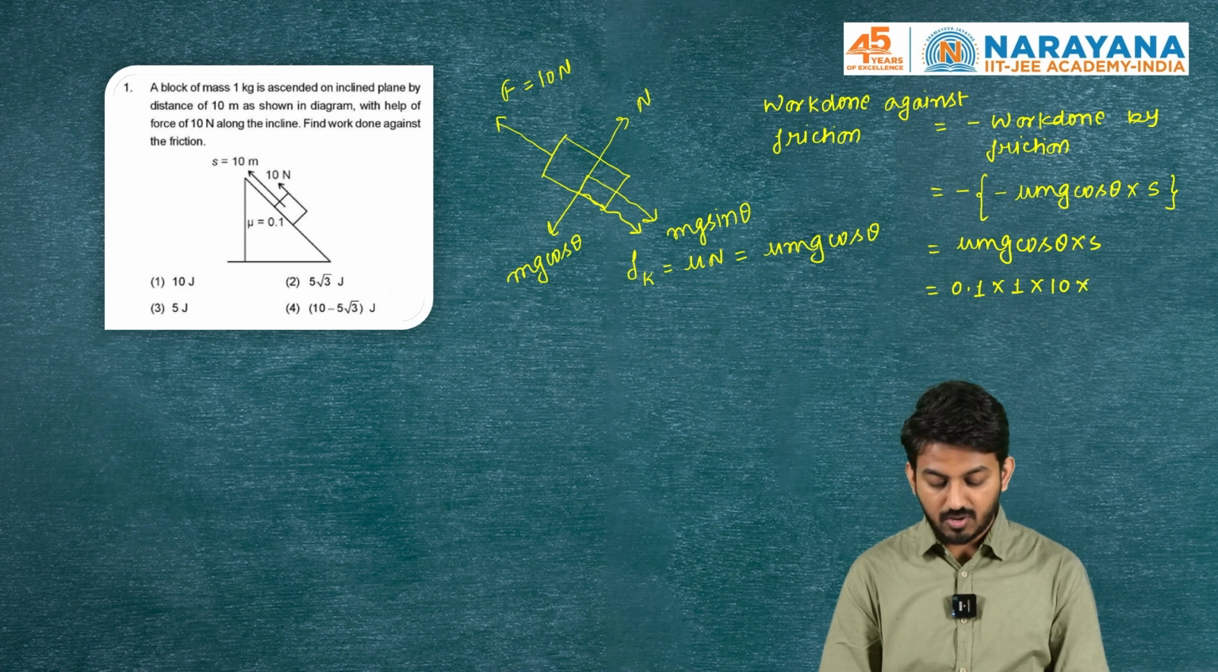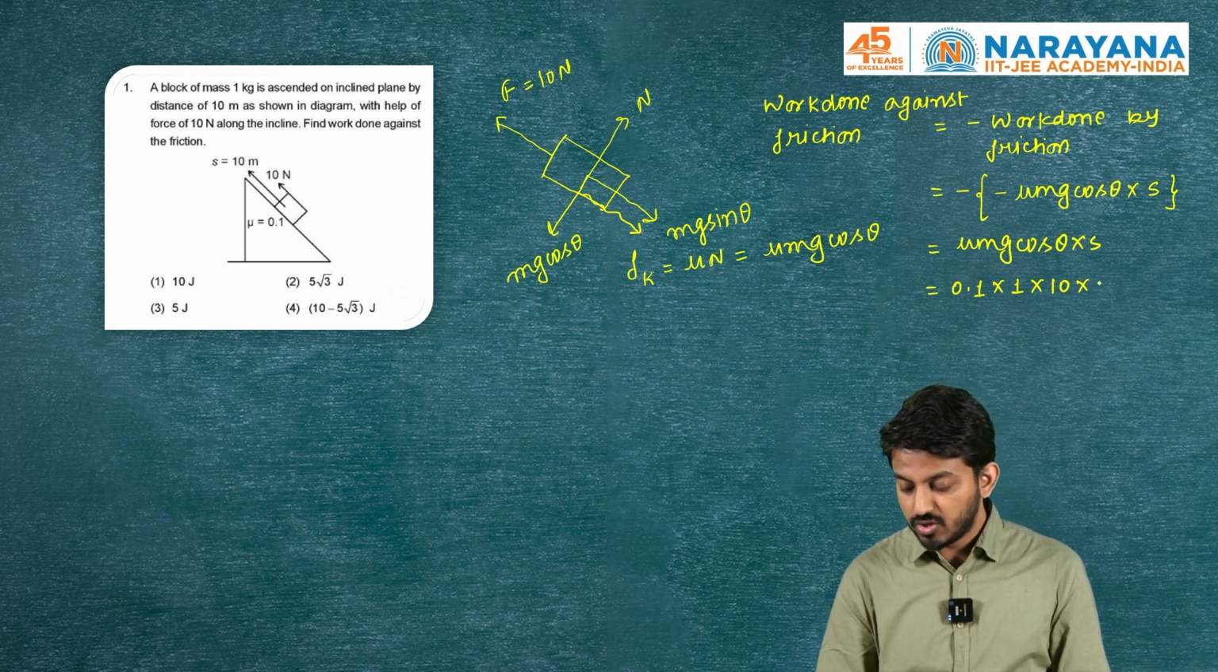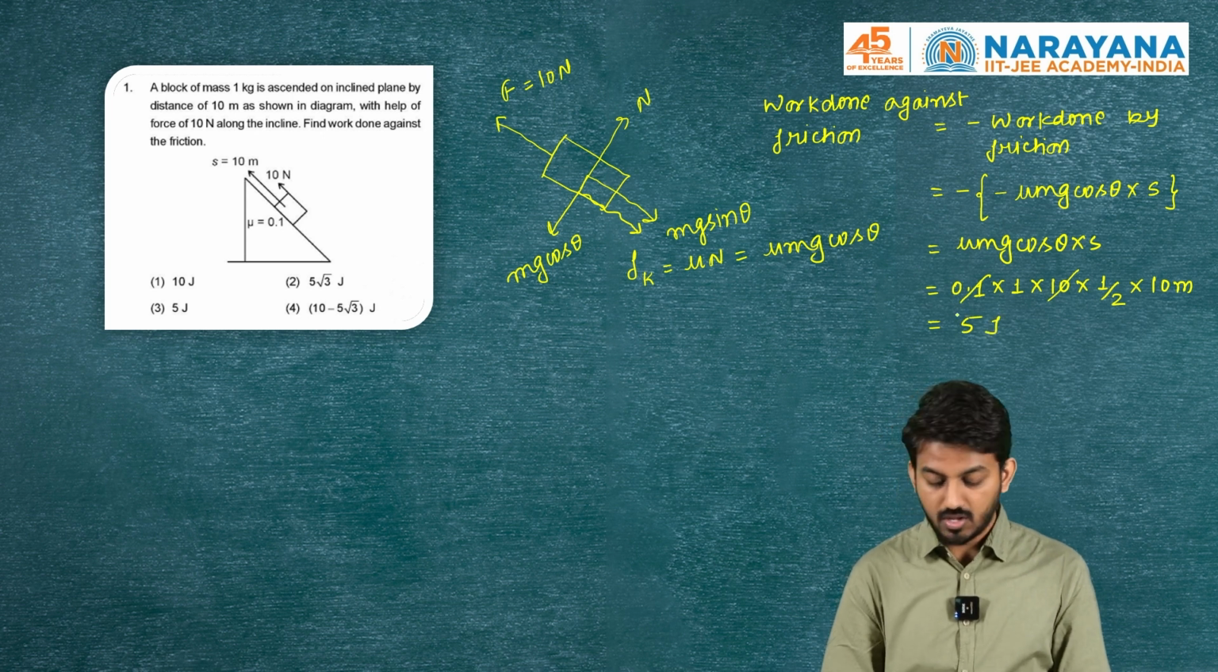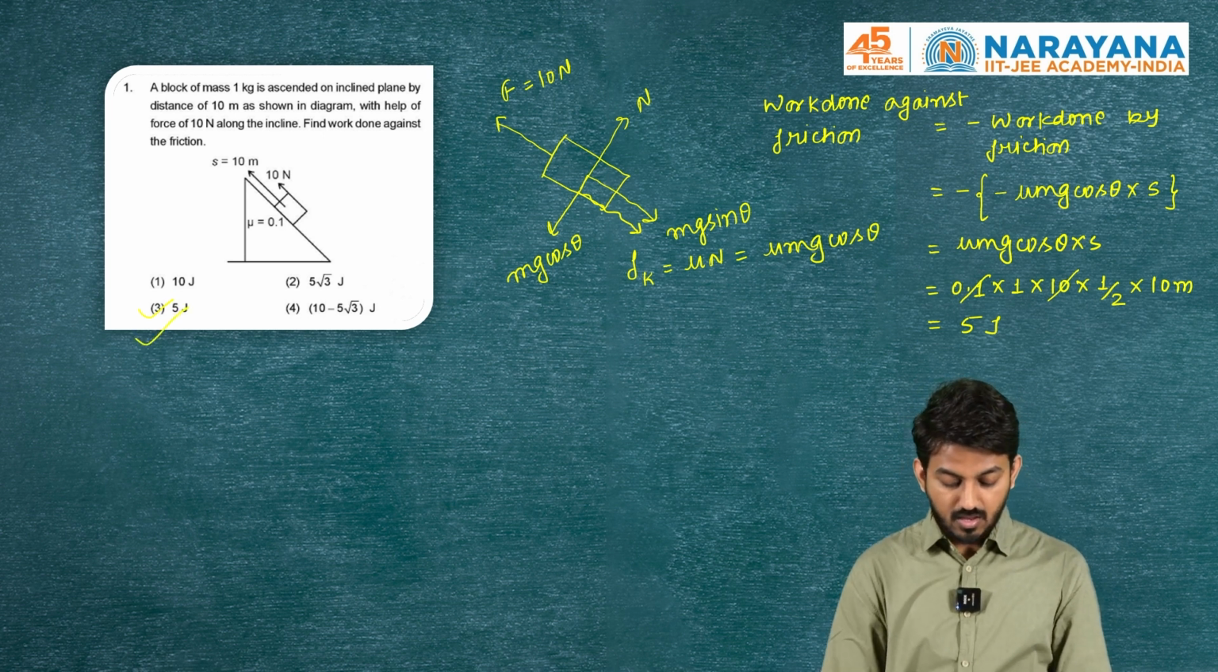Now theta is not mentioned here, but looking at the options, we can expect it to be about 60. So cosine 60 is going to be half, and displacement is said to be 10 meter. So our final answer comes out to be 0.1 and 10 gone. Now we have overall 5 joule. So option 3 is our answer. Going to the next question.